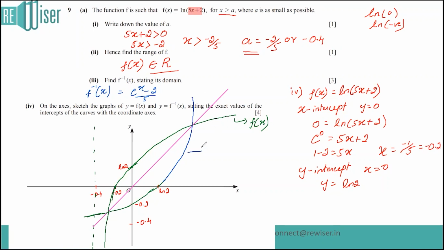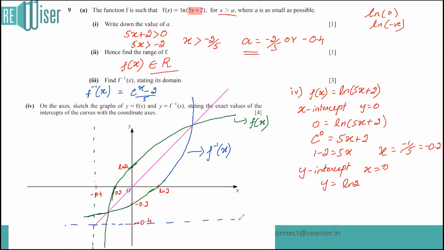And this graph is the f inverse of x. Just drawing it like this. And if you want, you can also mention this asymptote. The asymptote will also be reflected along the line y equals x. So drawing this graph can give us the full marks here.